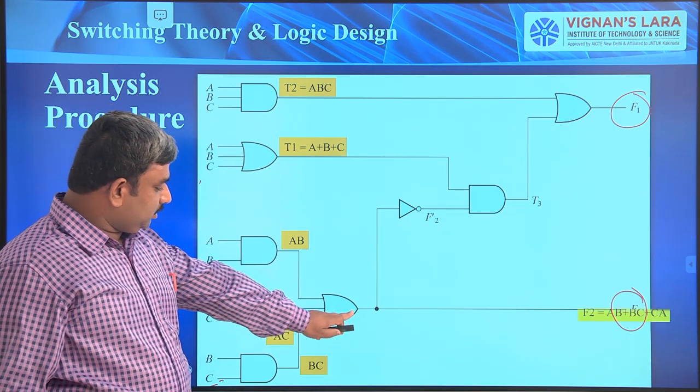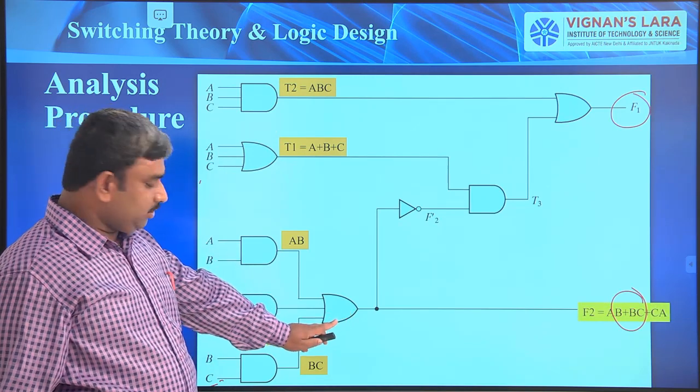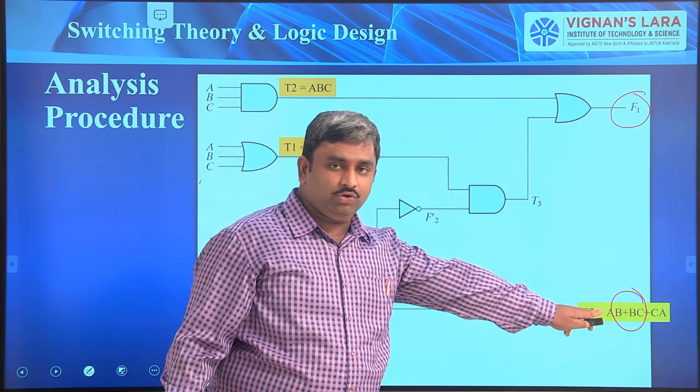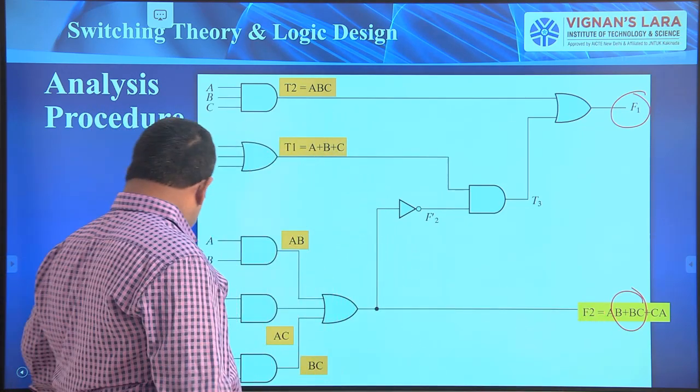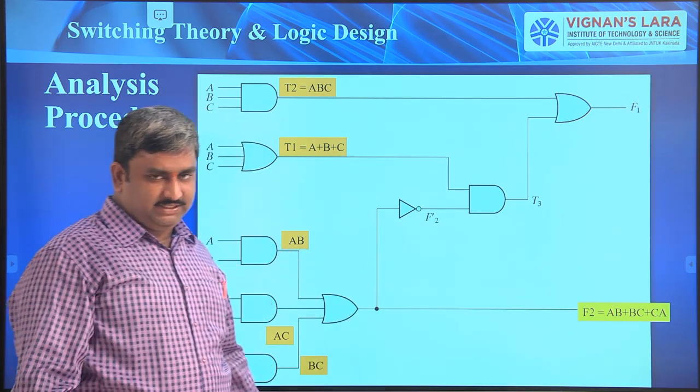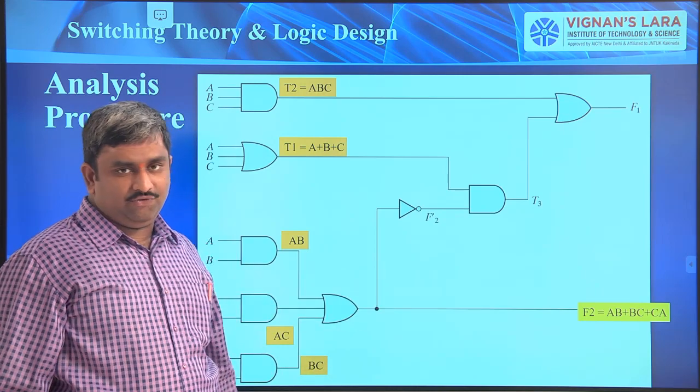Next, coming to the output of this OR gate. Here we have three inputs. So I have written F2 is equal to AB plus BC plus CA. So that is the F2 output.